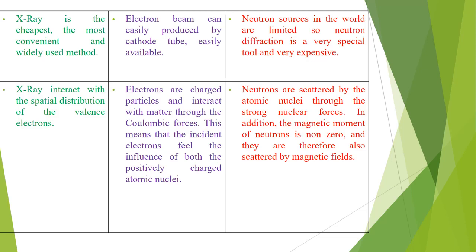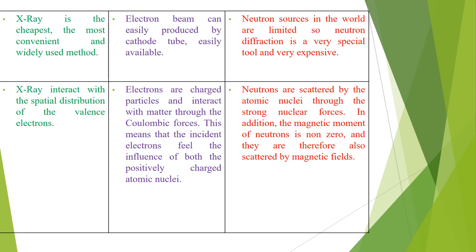X-rays interact with the spatial distribution of the valence electrons, while in the case of electron diffraction, electrons are charged particles and interact with the matter through Coulombic forces. This means that the incident electron feels the influence of both the positively charged atomic nuclei.